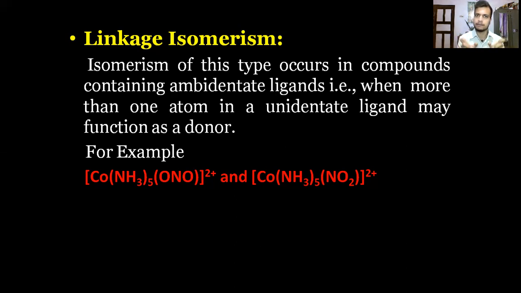So see, it is the same ligand. In simple words, it is nitrite only, NO2 minus. But in one case, oxygen is donating. We call it O-nitrito. In another case, nitrogen is donating, N-nitrito. These are called ambidentate ligands.